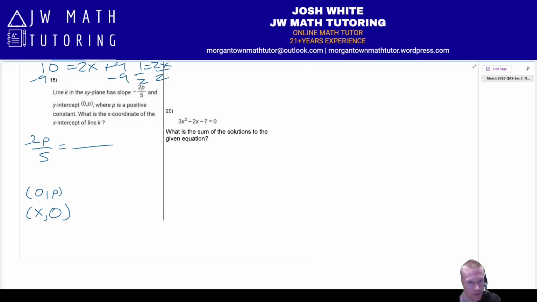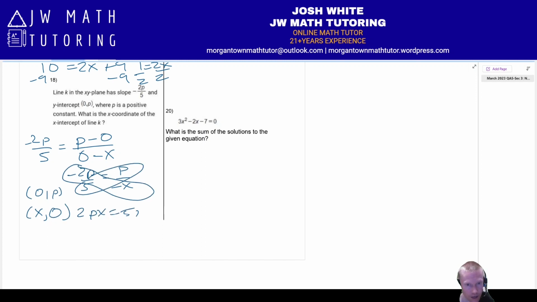So now, if you plug these into the slope formula, subtracting the y-coordinates, you get p minus 0. Subtracting the x-coordinates, you get 0 minus x. And you're probably wondering what's going to happen here because we have multiple variables, but don't worry, I'll show you. We're still going to be able to solve this. So we get negative 2p over 5 equals p over negative x. Now, what I would do is cross multiply. So that would give me positive 2px equals 5p.